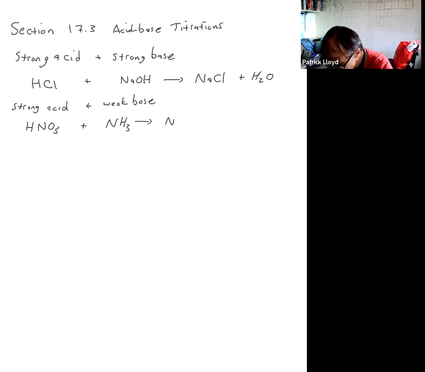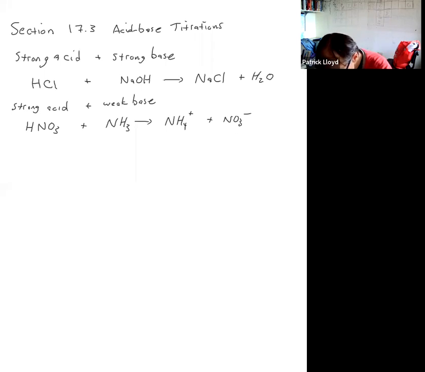And notice with this one, we don't get a salt. We get the ammonium ion, and then we also have the nitrate ion. Right. So in a sense, when we're dealing with a weak base, we're dealing with a nitrogenous weak base, one that has nitrogen. Ammonia being an example, it's a Bronsted-Lowry reaction, right? The transfer of a proton from the acid to the base. So that's the second type of combination that we would deal with.